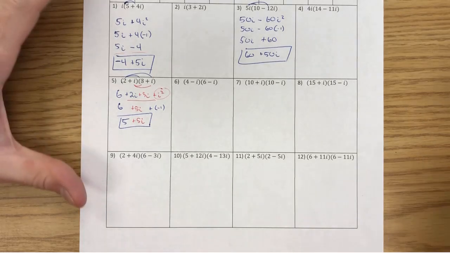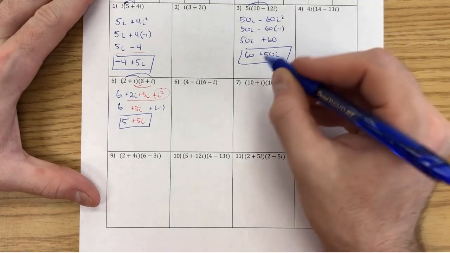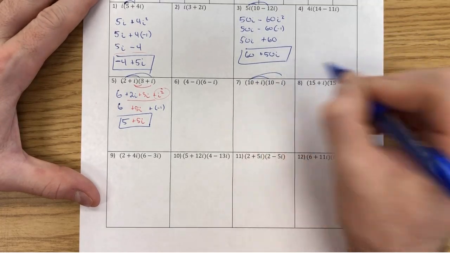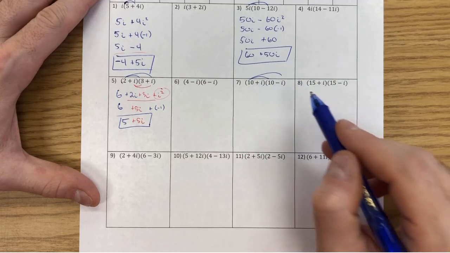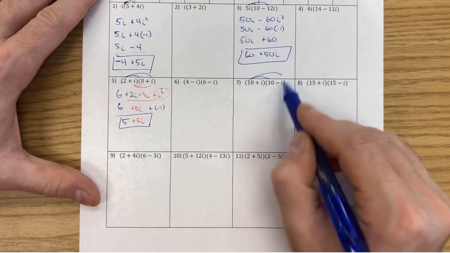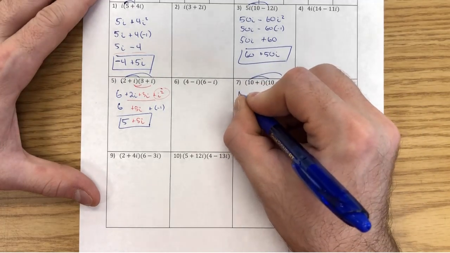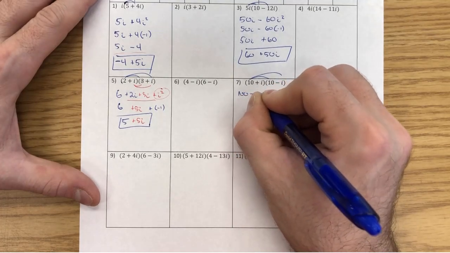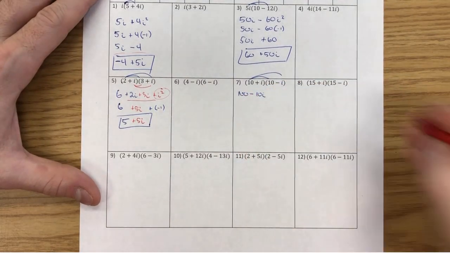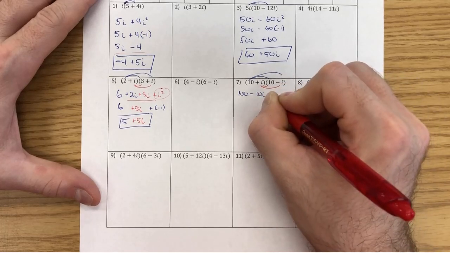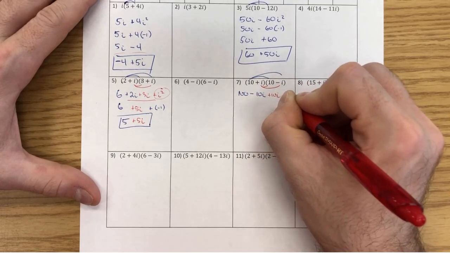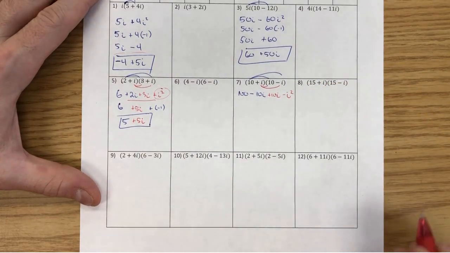Okay, so what you might have noticed is that number 7 is a little different. Same process, but something cool happens. I multiply this complex number times this complex number, and I get 100 minus 10i. And then when I multiply this, I get a plus 10i minus i squared.